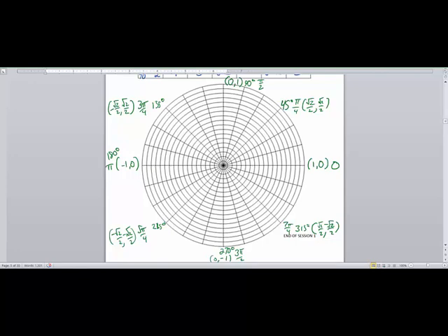Well, let's change colors a little bit and do pi over 6. Pi over 6, which is also known as 30 degrees. Now that's 2 wedges of our little pizza slice here. And this is the coordinate point of square root of 3 over 2, comma 1/2.